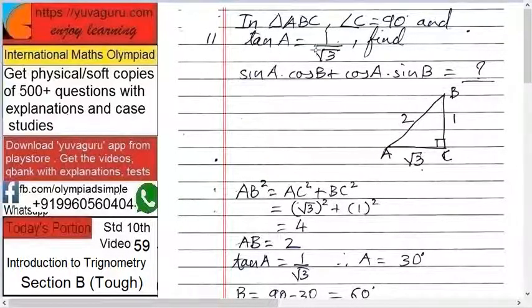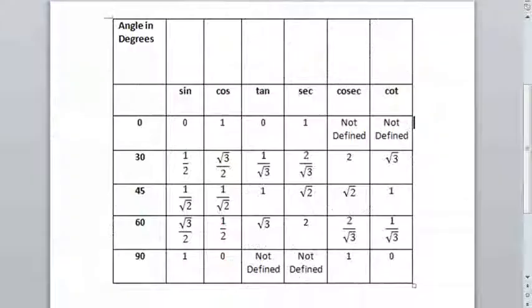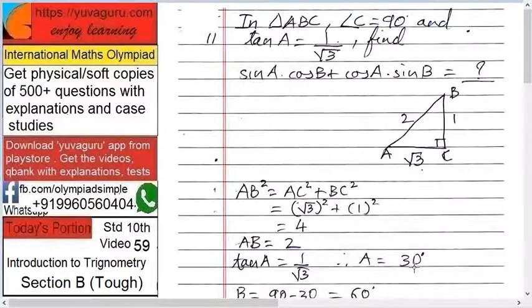Now, tan A equals 1 by root 3. Now, which tan is 1 by root 3? Remember this table. You need not remember this whole table. Only remember sine. The remaining cos, tan, sec, everything you will remember automatically because many of them are just reverse. So 1 by root 3. Who is 1 by root 3? Tan of 30 is 1 by root 3. Right? So angle A will be 30 degrees.